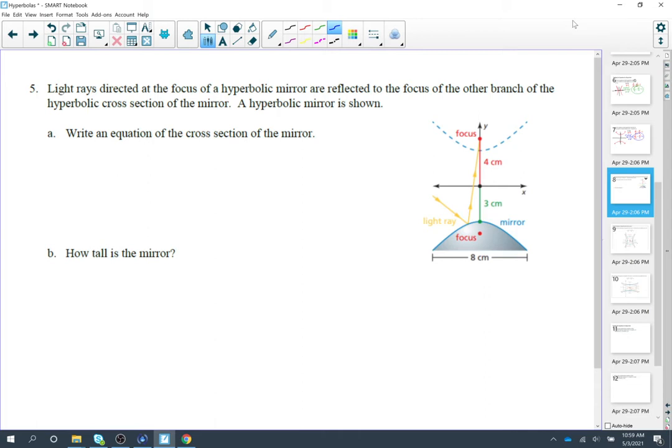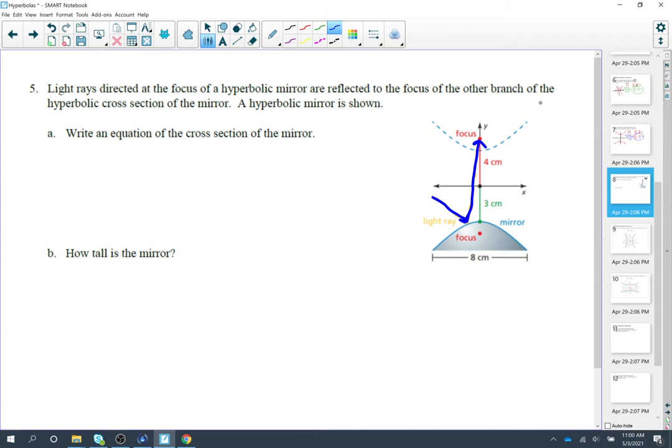So what's happening here is our mirror is down here at the bottom, and we're going to take a light ray and shine it into the focus of our bottom one, and it gets reflected off the mirror back to the focus of the other part of the hyperbola, or the other branch sitting at the top.